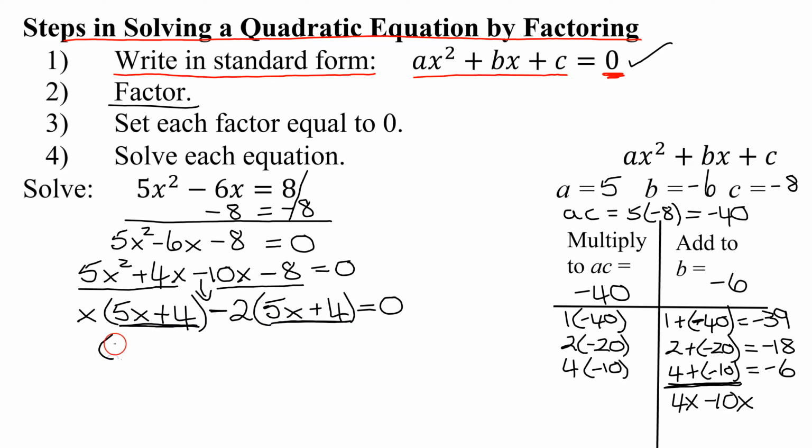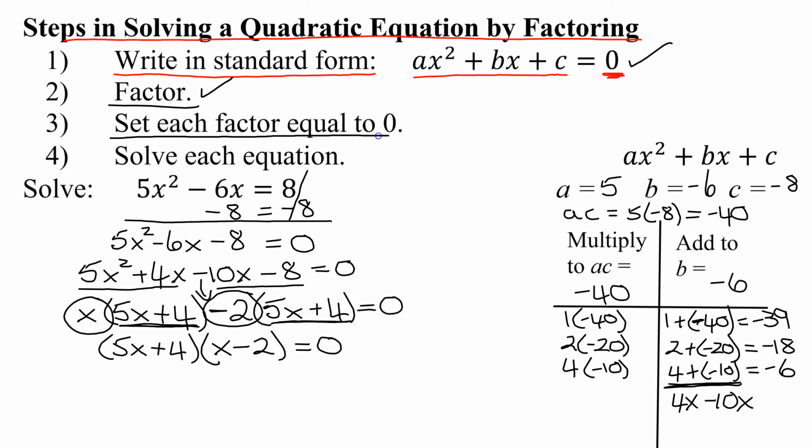So now this is my common binomial factor. I'm going to pull it in front. So I can write 5x plus 4 as my first factor. And what goes in the second parentheses? Well, what have I left behind? x minus 2. So I have 5x plus 4 times x minus 2 equals 0. So I have factored it.